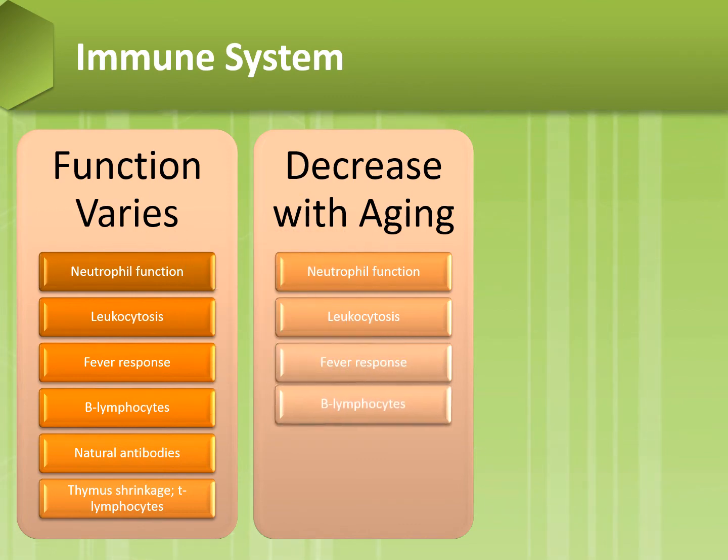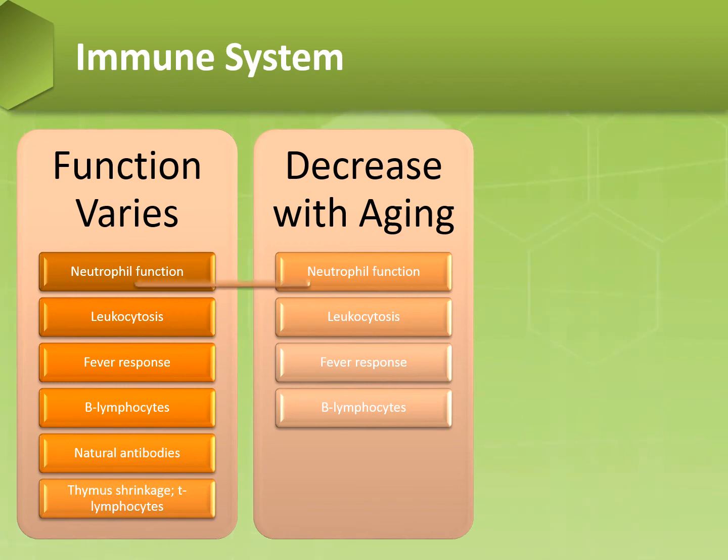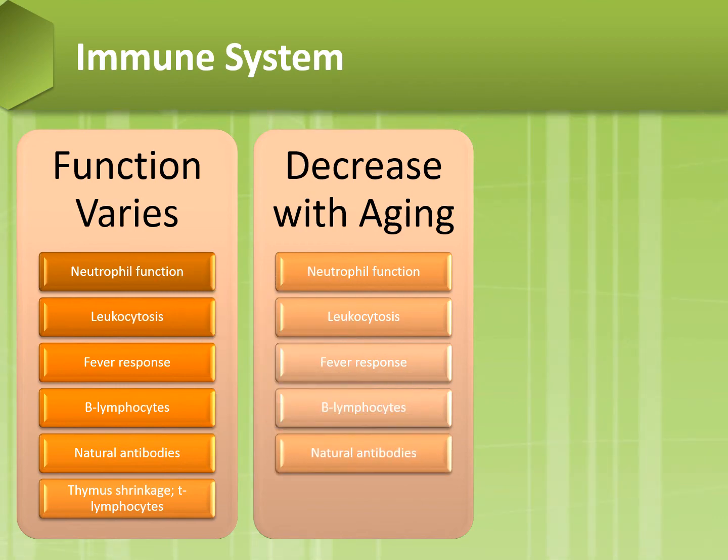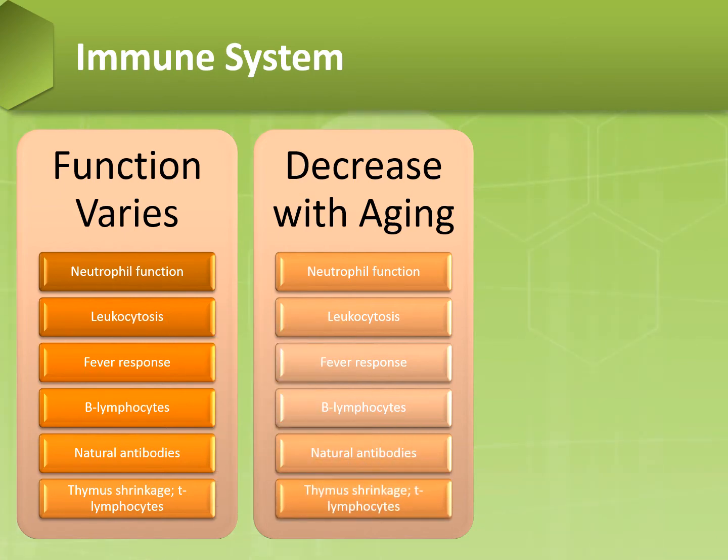The total number of colony-forming B lymphocytes and the ability of these cells to mature into antibody-secreting cells are diminished. There is a decline in natural antibodies, decreased response to antigens, and reduction in the amount of time the antibody response is maintained. Thymic activity decreases with aging and the number of circulating T lymphocytes decrease.